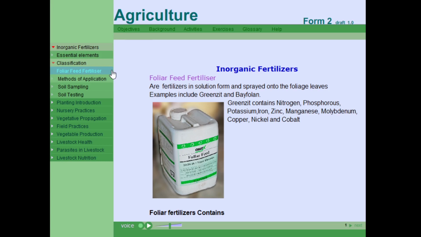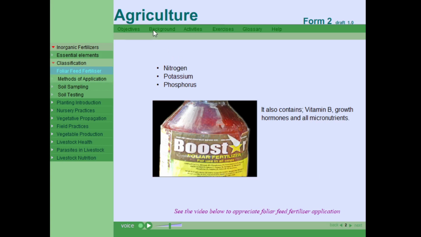Greenzeet contains nitrogen, phosphorus, potassium, iron, zinc, manganese, molybdenum, copper, nickel, and cobalt. Foliar fertilizers contain nitrogen, potassium, phosphorus. It also contains vitamin B, growth hormones, and all micronutrients.